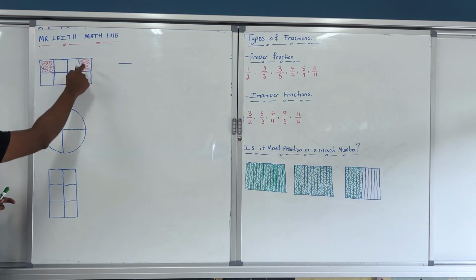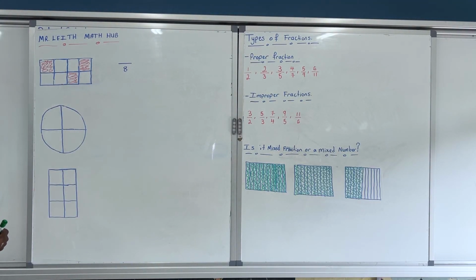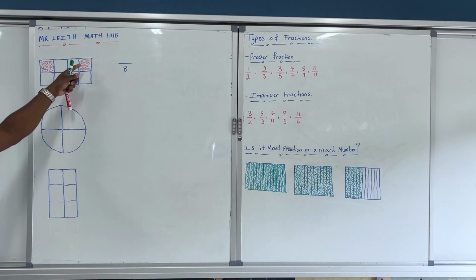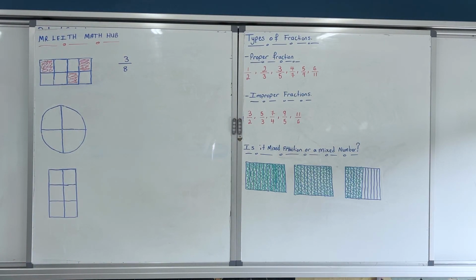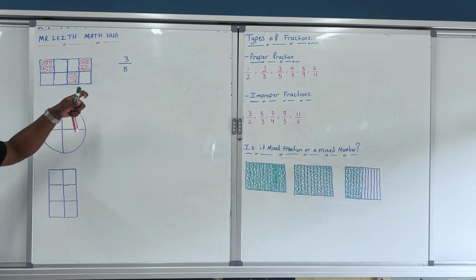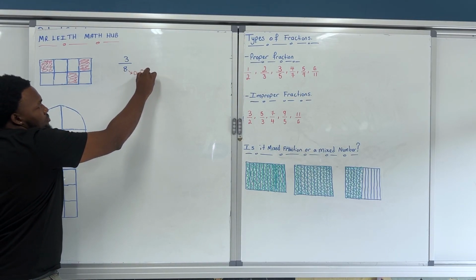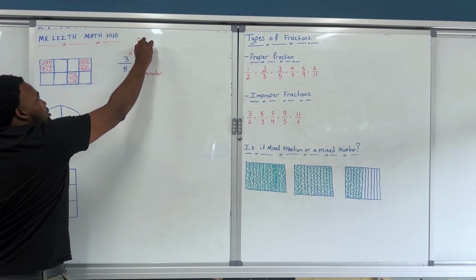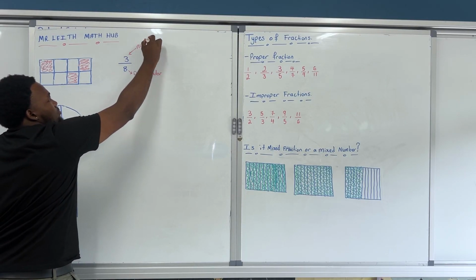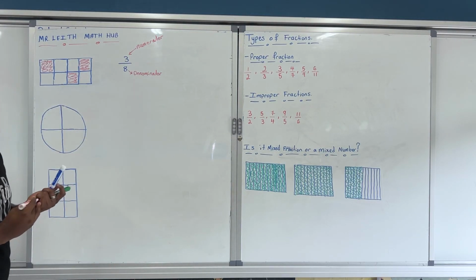We have 1, 2, 3, 4, 5, 6, 7, 8. So it is cut up into 8 pieces. But how much have I just eaten? I've just eaten 1, 2, 3. I've just eaten 3 pieces of that 8. This represents our fraction, which is the one I have right here. So this is our denominator, whilst this is our numerator.